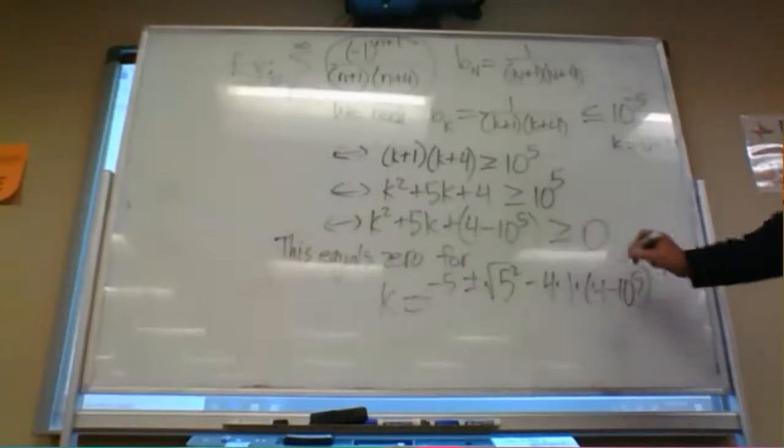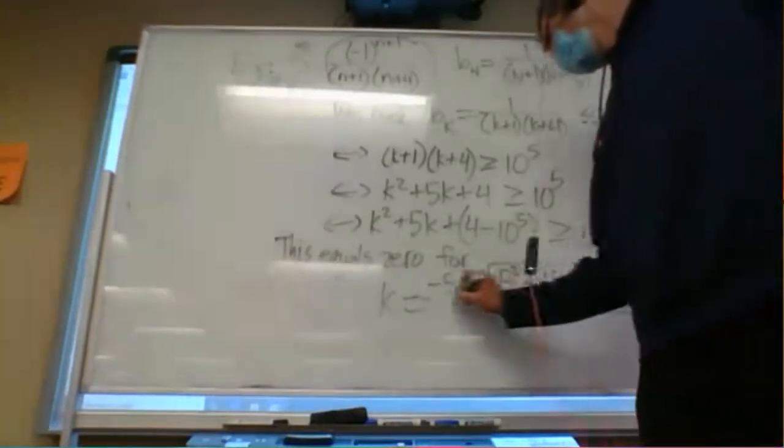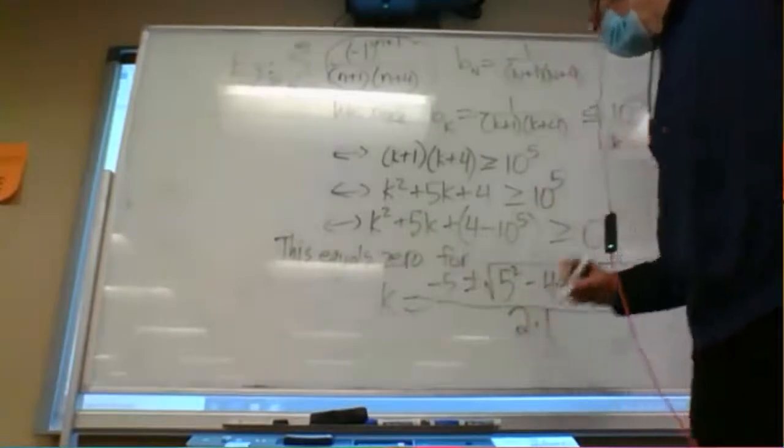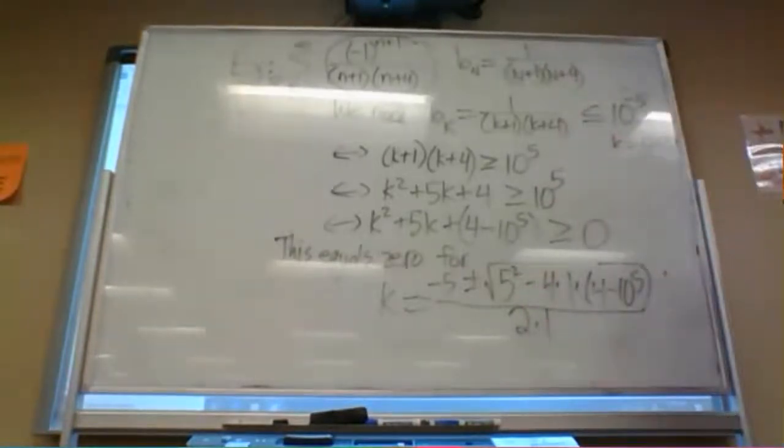4 minus 10 to the 5th, all over 2 times 1. So there's the quadratic formula. And now do we want plus or minus?